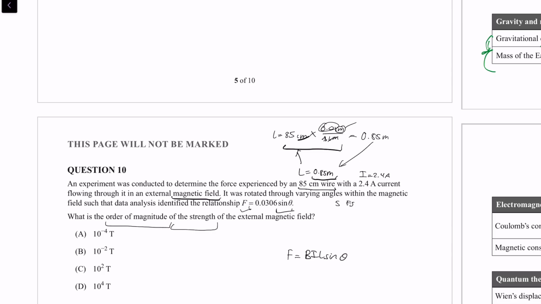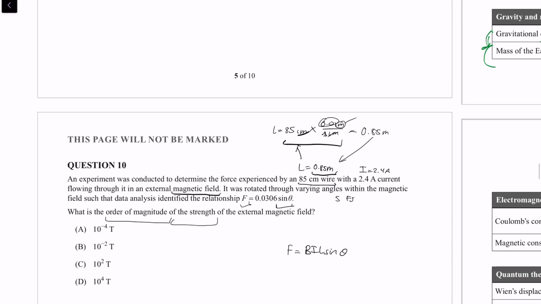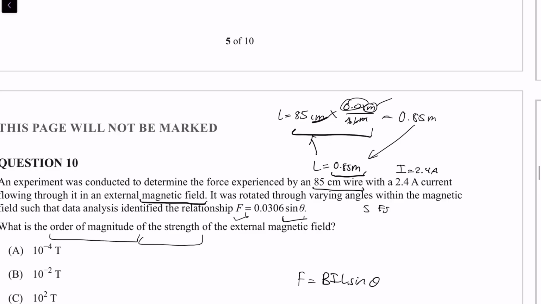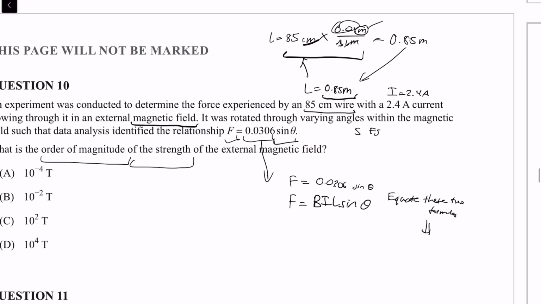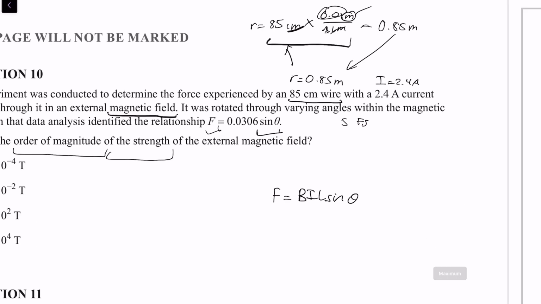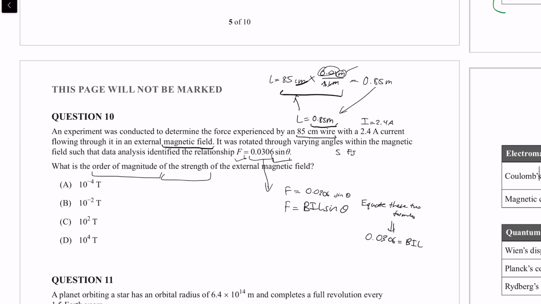Okay, and that's one of our facts. Anything else? We have this value here, and if we write these on top of each other, we can equate these two. So equate these two formulas, and we get the fact that 0.0306 equals BIL.